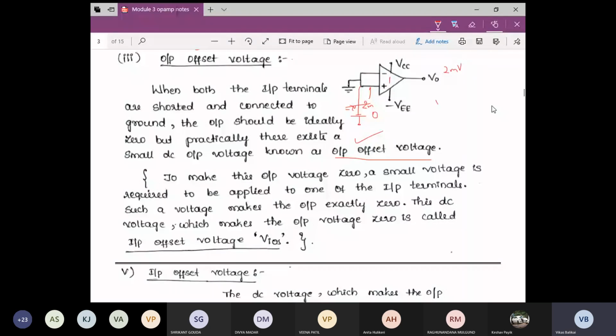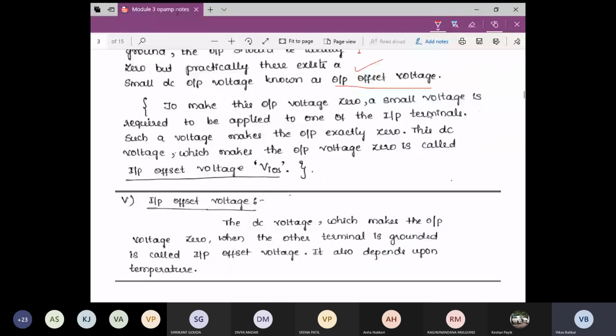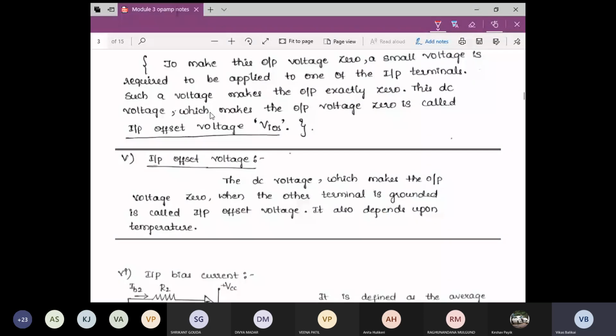Even before you do something, when you connect this to the ground, you are supposed to get output as 0, but you are getting output as 2 millivolt. This is your output offset voltage. So this is basically the difference. That's what I have written here, the input offset voltage definition. The DC voltage which makes the output voltage 0 when the other terminal is grounded is called input offset voltage.